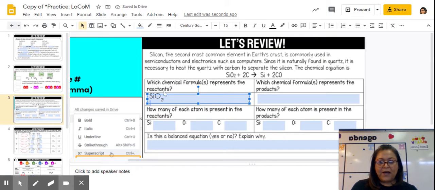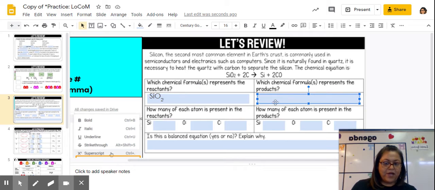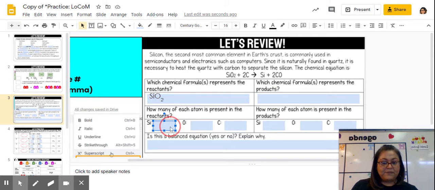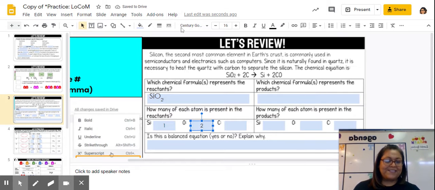Okay, so I would type out the formula names for my reactants and then my products. And then I would count the atoms. How many do I have? Well, I have 1 silicon. And according to that, I have 2 oxygen, and I would continue. And then I would figure out, is this balanced or not?